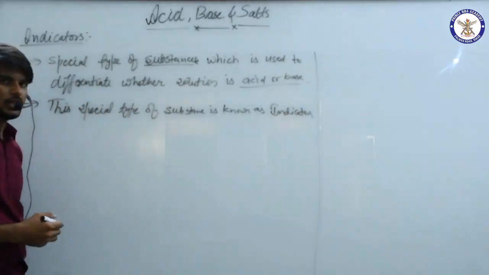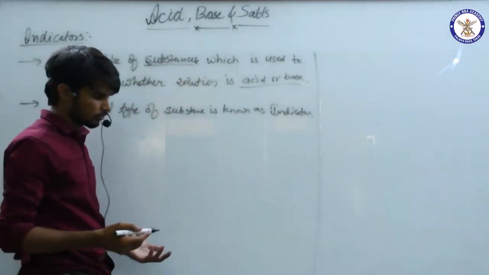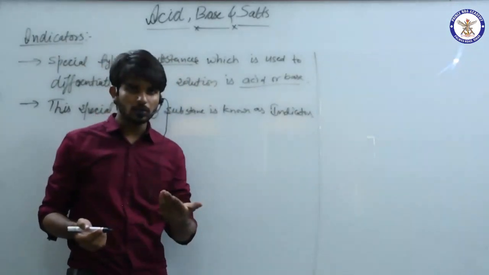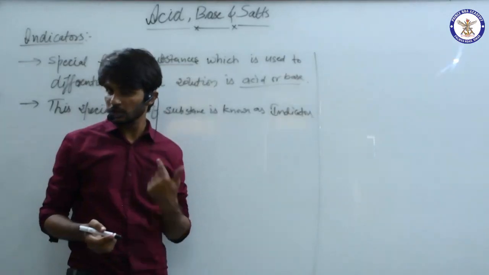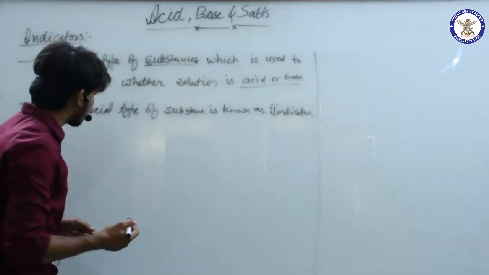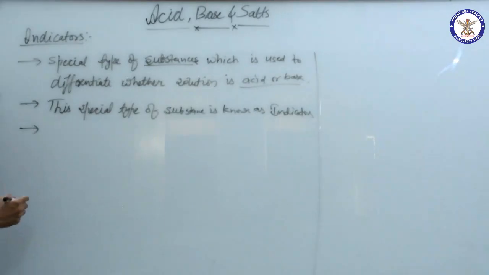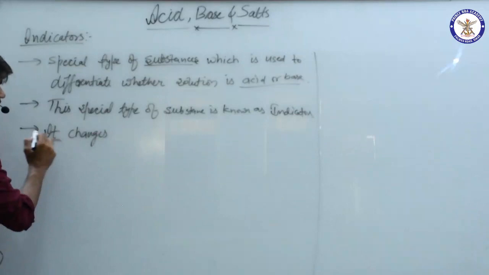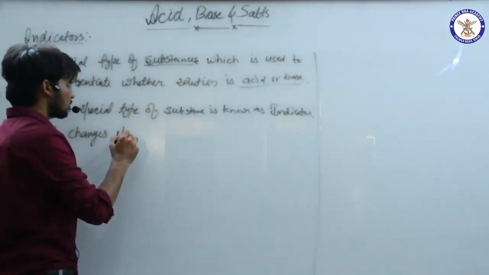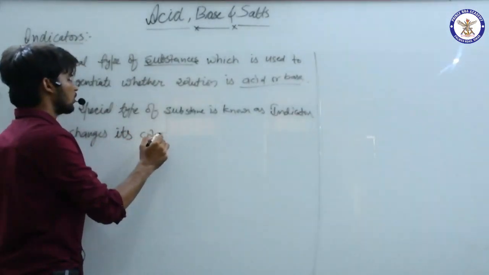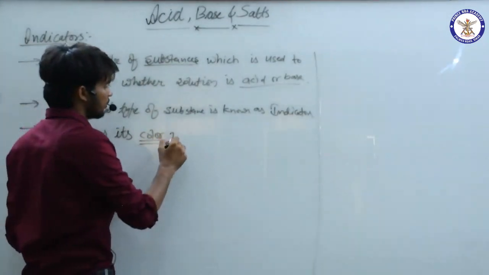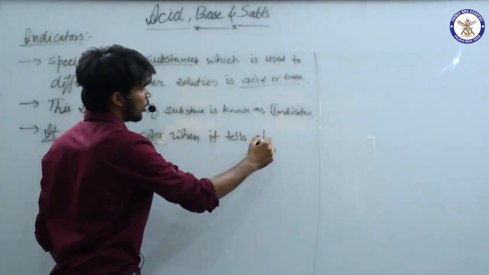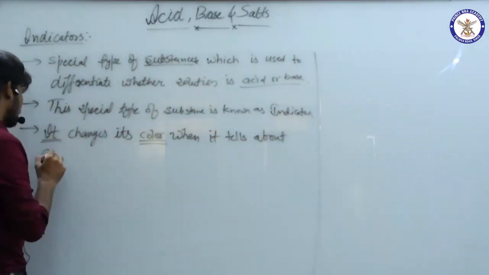Fine. Now we have got to know what indicators are, but how do they work? This is our point. काम कैसे करेगा, ये पता कैसे चलेगा? So क्या करता है, ध्यान से देखें. It changes, it means indicators change their color when they tell about acid and base.